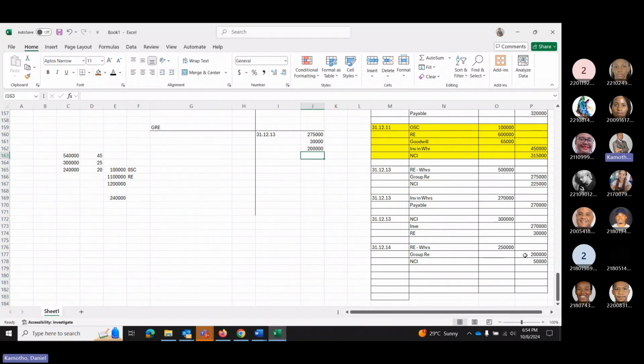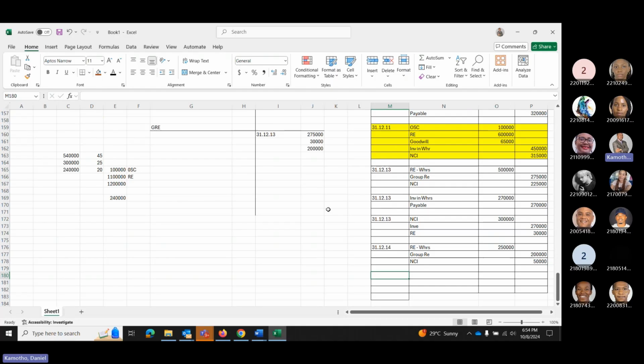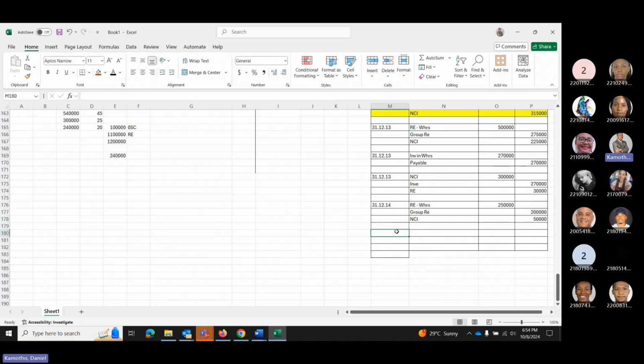And now we go to 2015. 2015 is going to be shown separately because it's going to be through the movement in reserve. So for example, let me work out the journal first, then we go to how we will deal with restructuring the statement of changes in equity. Okay, that is not what I wanted. I wanted all borders. Yeah, that's fine.